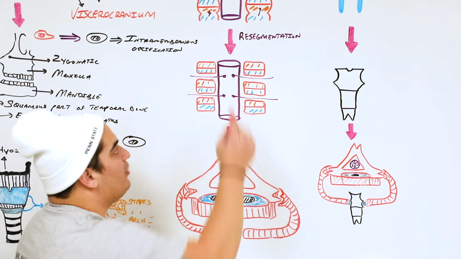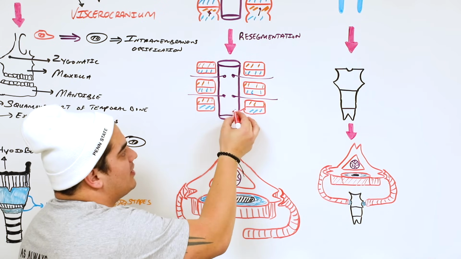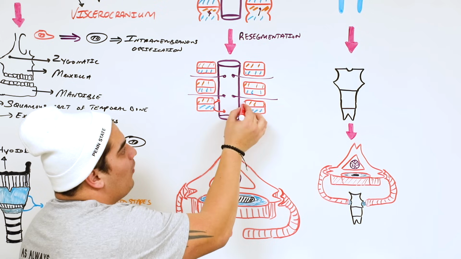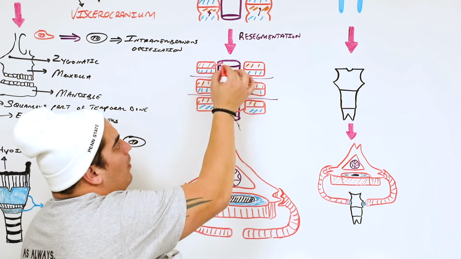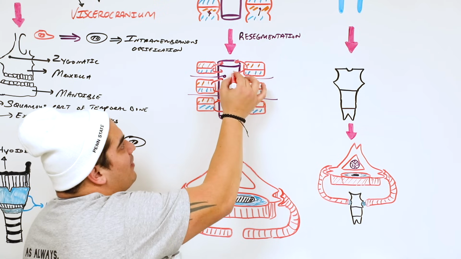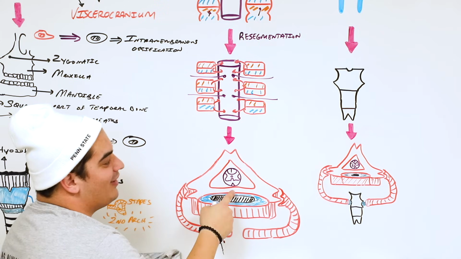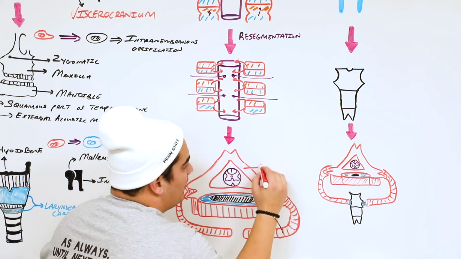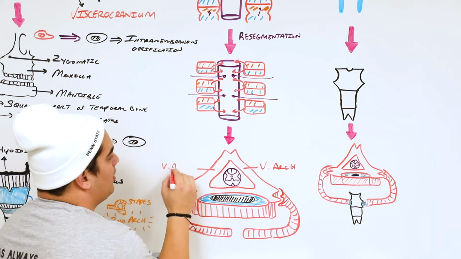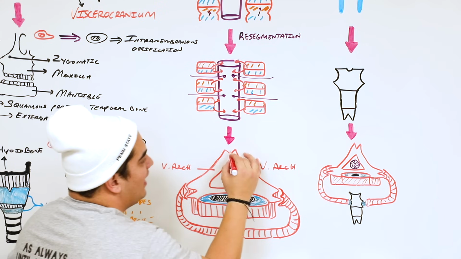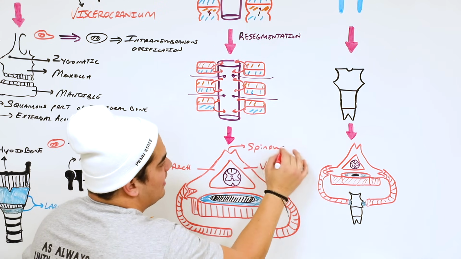All right, so now we went through the resegmentation process. Now again, what are these sclerotomes going to start doing? They're going to start moving around this neural tube and the notochord. And when they do that, they're going to start forming the vertebral arches, which are going to wrap around this neural tube. So now you're going to have a vertebral arch right here, and another vertebral arch over here. They're going to fuse. And when they do that, you're going to get this little point at the end called your spinous process.